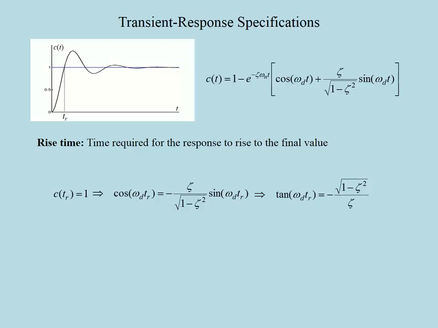And so we can write the tangent of omega_d times t_r as minus the square root of 1 minus zeta squared over zeta. Multiplying the numerator and the denominator of this ratio by omega_n, this expression can be simplified to minus omega_d divided by sigma. And then we can solve for the rise time t_r in terms of omega_d and sigma.